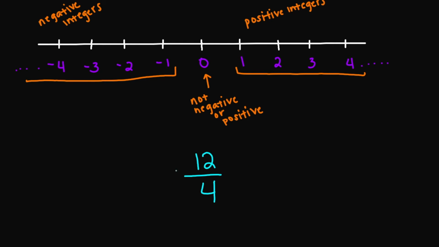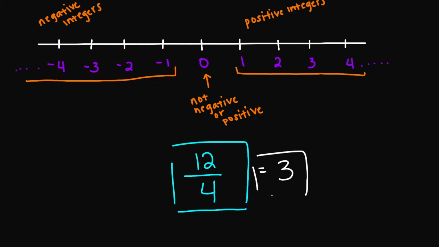What about the fraction 12 over 4? Is 12 over 4 an integer? Now for this example, 12 over 4 equals 3. So is the number 3 an integer? Yes. So make sure when you are looking at your fraction examples, make sure that your fraction is fully simplified before answering. So 12 over 4, I can simplify that into 3. So therefore 3 is an integer because 3 is definitely a whole number and it falls right here on the right side of my 0.